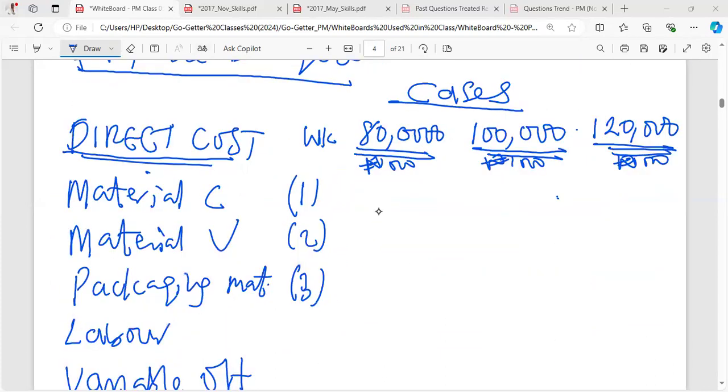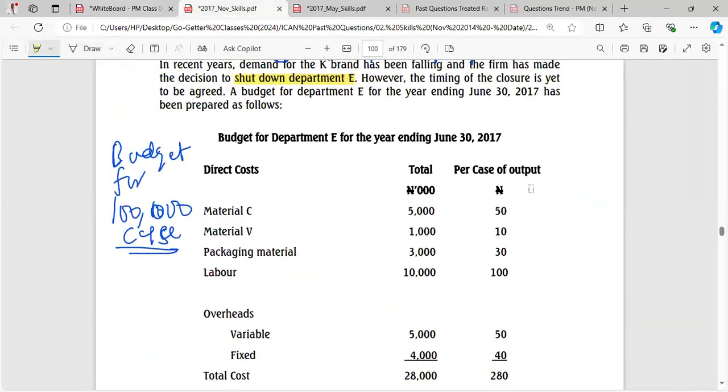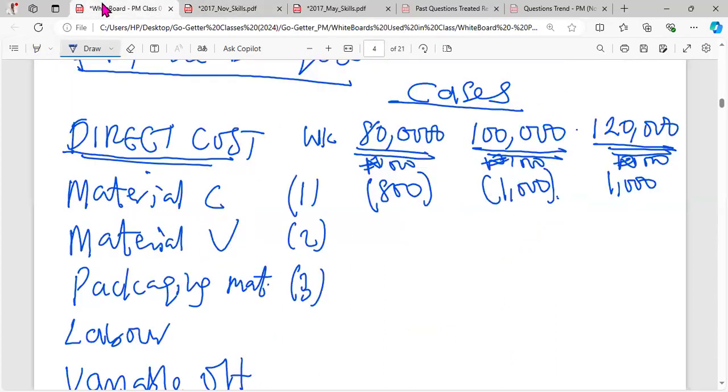Material C, since it is three zeros, you can put 800, 1,000 to represent 1 million. Then here is 1,000. If you look at it here, we have three zeros up. So that's the same thing we are doing. You see here that this is supposed to be 5 million as a cost. Now, in relevant cost, it has changed to a negative of 1 million. All right, so let's go.